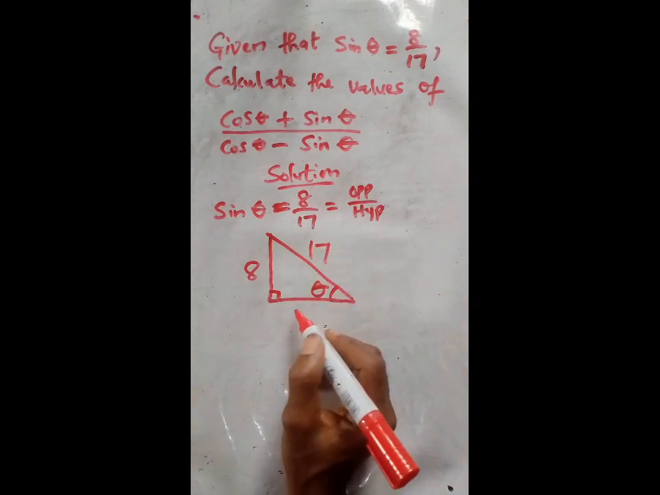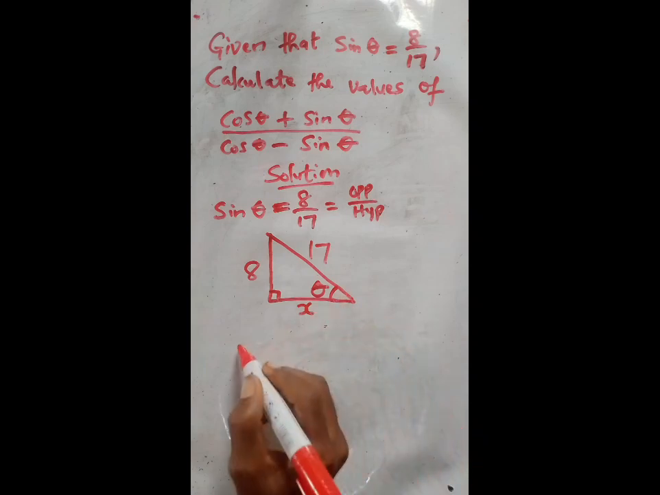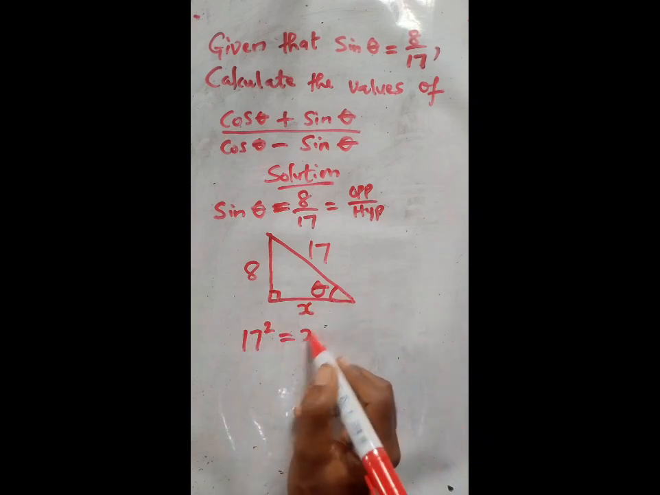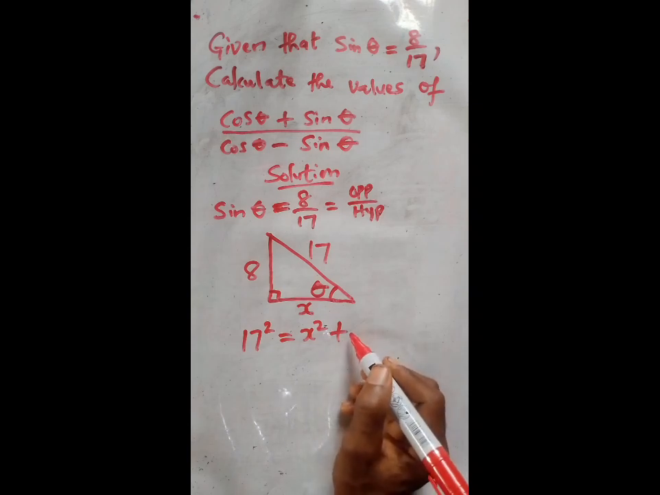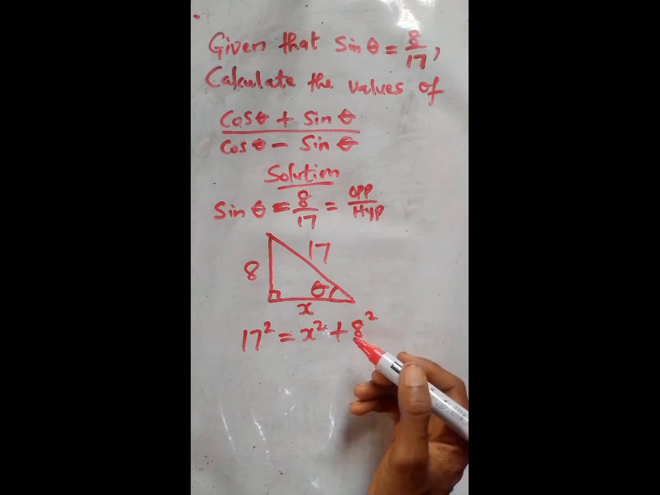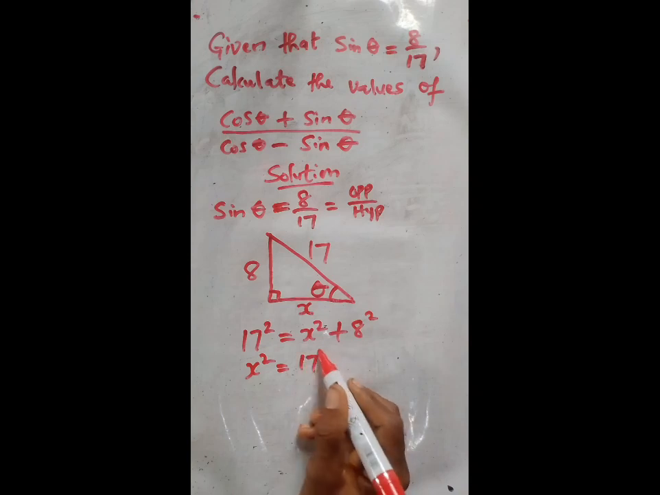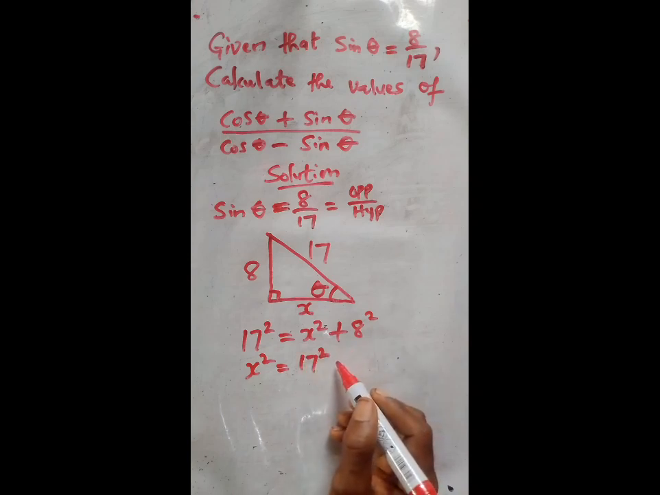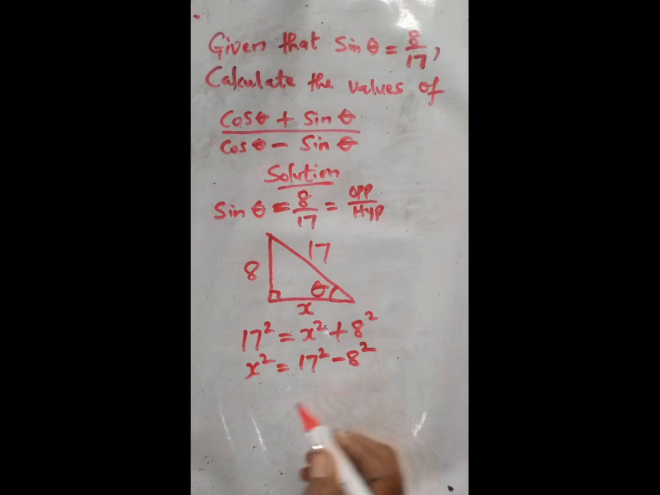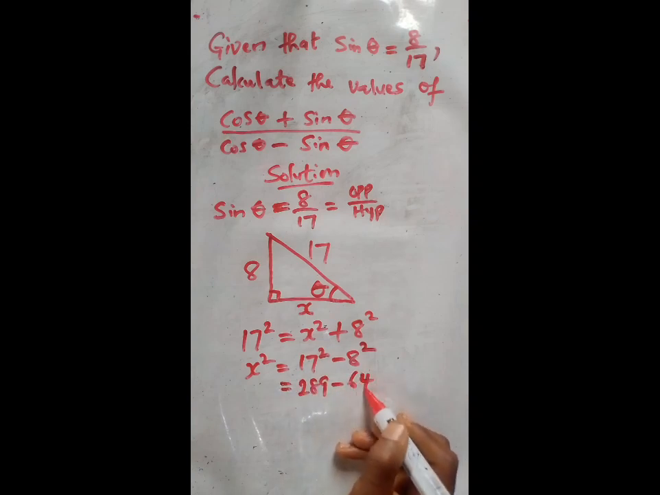Now we are going to look for the adjacent side. We don't know it, so let it be x. Now, using Pythagoras theorem, the square of the hypotenuse is equal to the sum of the squares of the other two sides. So x squared plus 8 squared. Since we are looking for x, let's make x the subject of the formula. So we are going to have x squared is equal to 17 squared minus 8 squared. So 17 squared is 289 minus 64.